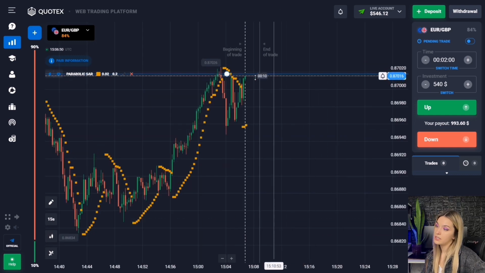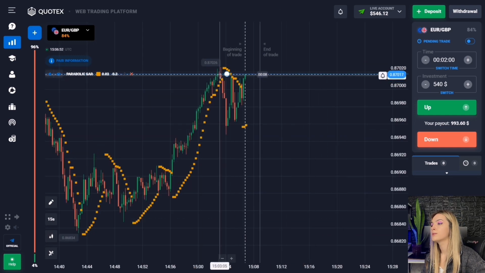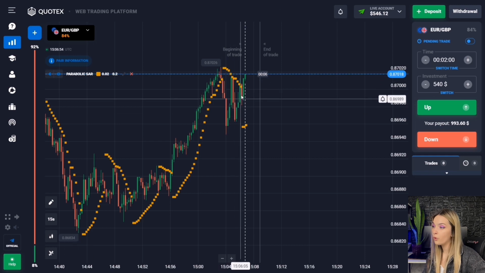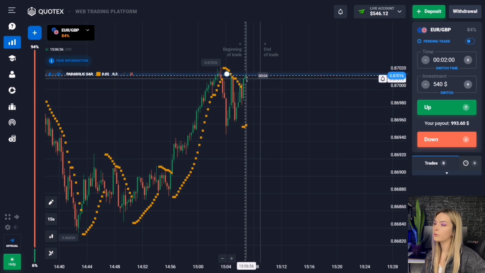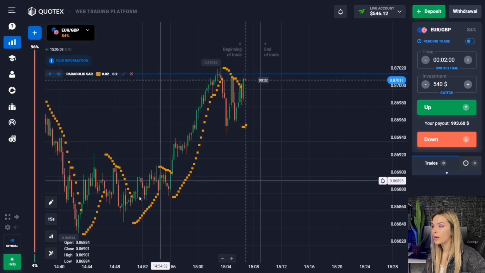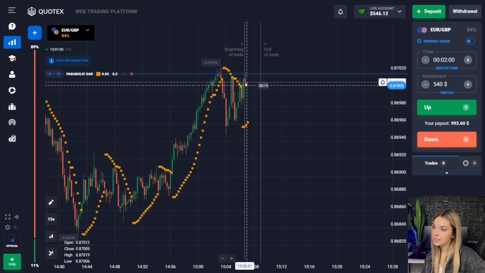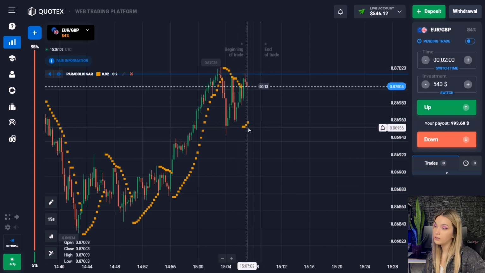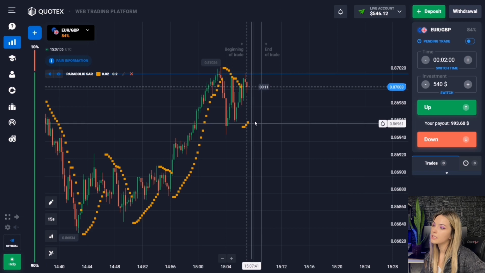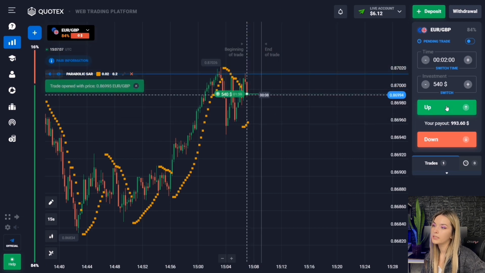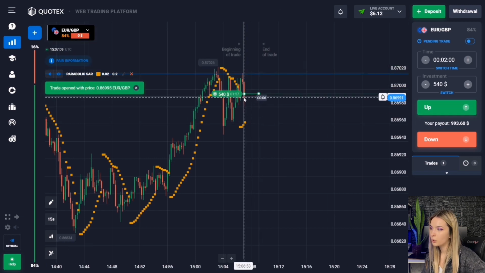Here we have a resistance level. We also see that there has been a rollback from the level, and at the moment there is a certain compression of our level. Also, the overall price potential is going up, and at the same time yellow dots are formed under the graph, and this means that an upward movement is expected. We will open a deal for 2 minutes to increase.